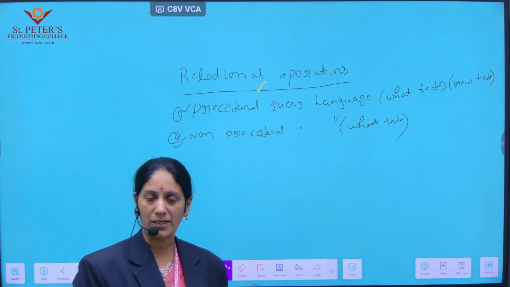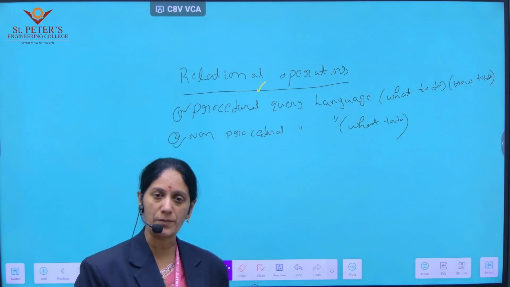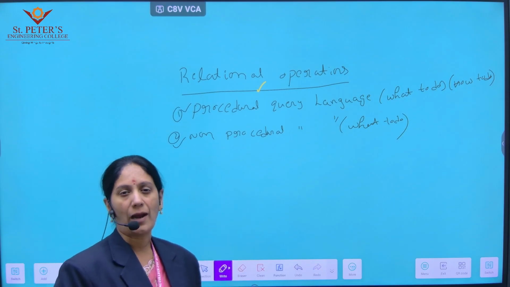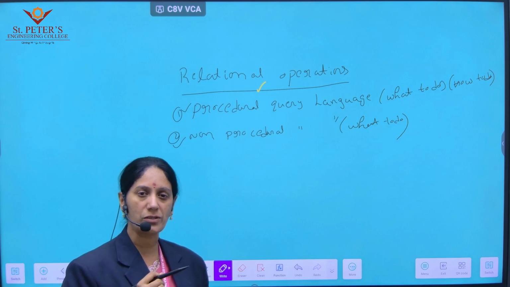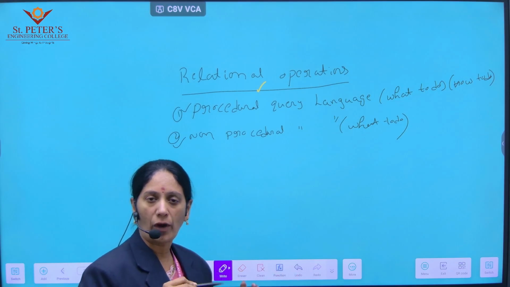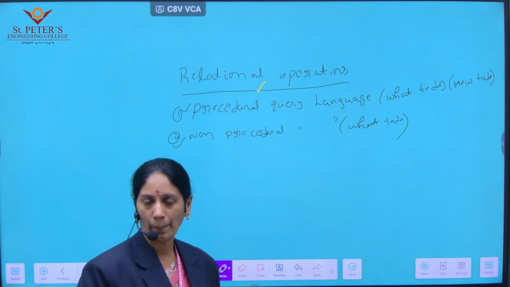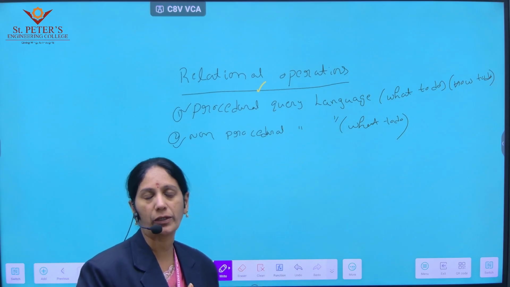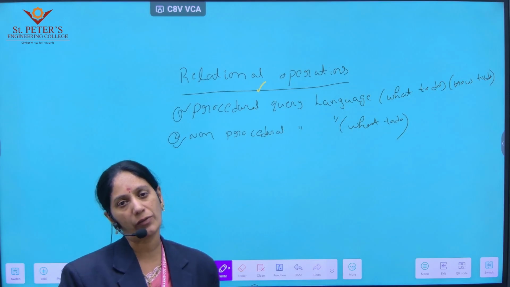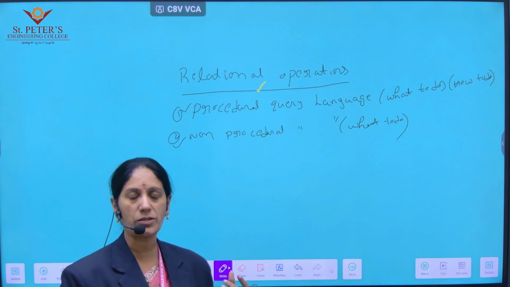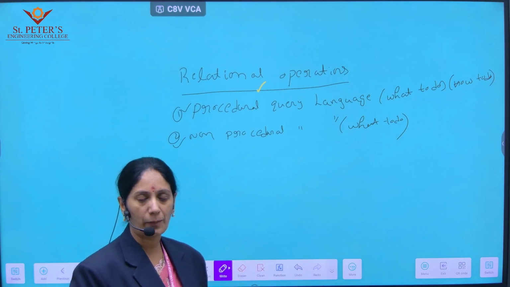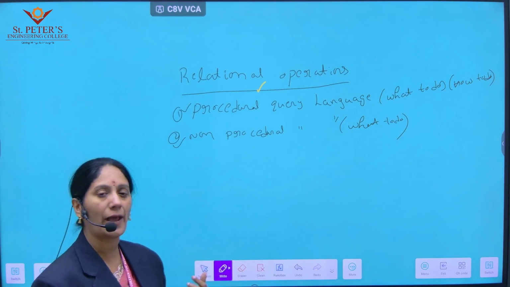Relational algebra is a language. In it, there are two types of language. One is called procedural query language, and the second one is called non-procedural query language. Procedural query language is simply what to do and how to do. It means what data are required to create the database, and after creating the data, how to retrieve the data from the database. These two are followed by which language? Procedural query language.